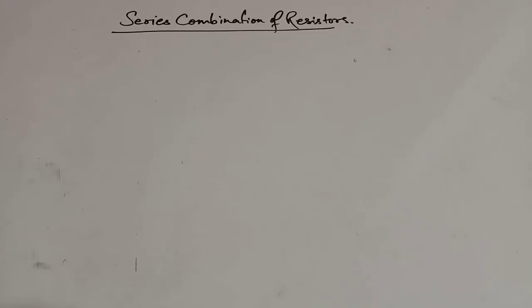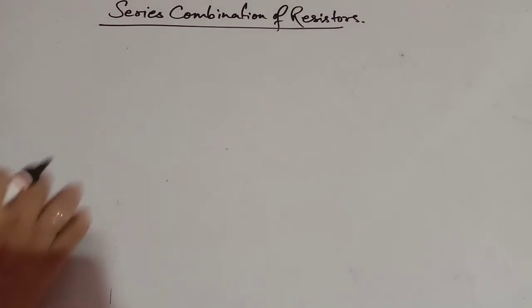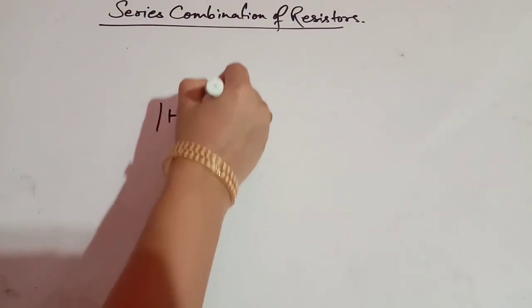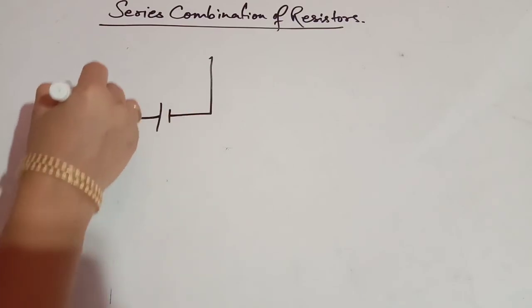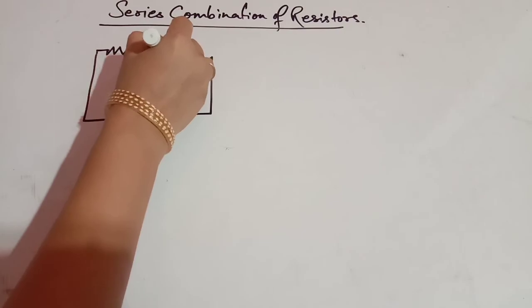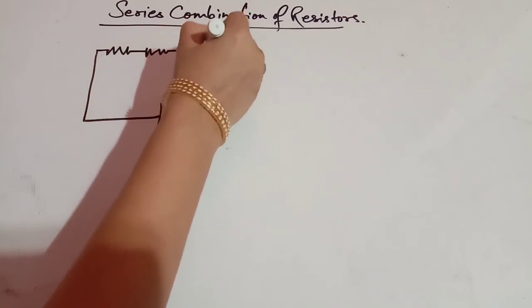In this video, we will understand the series and parallel combination of resistors. Start with the series combination of the resistor. Now understand with a simple diagram. We consider three different resistors R1, R2, R3 that are connected in series combination.